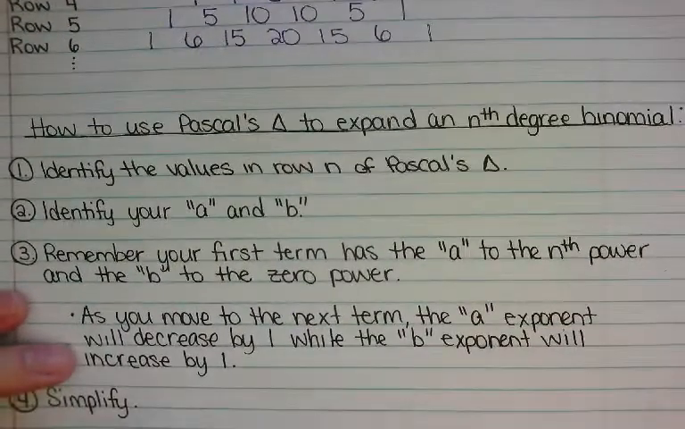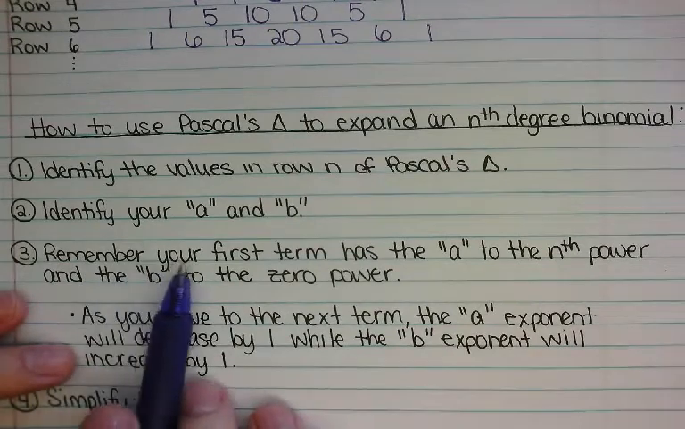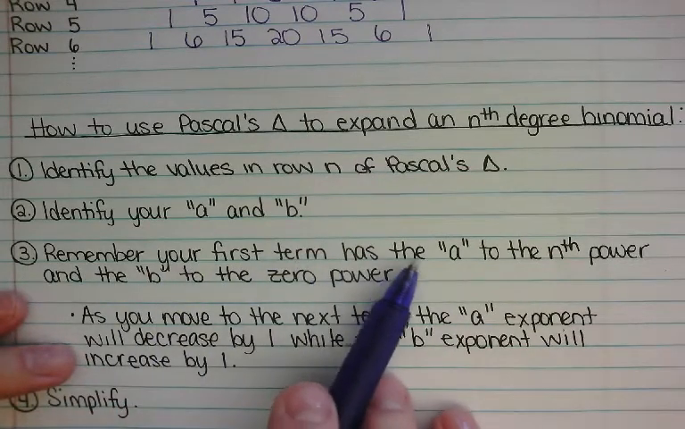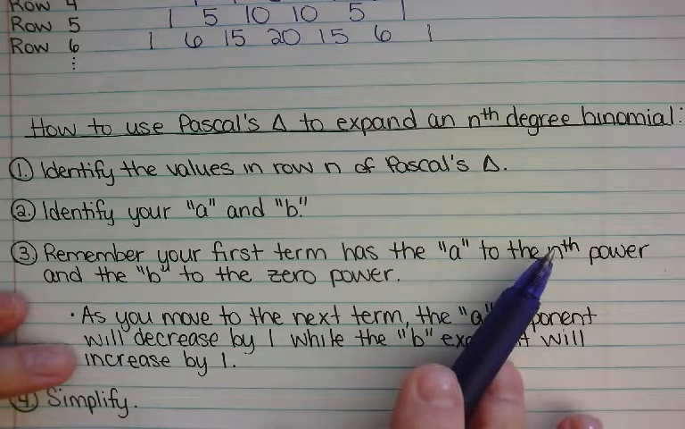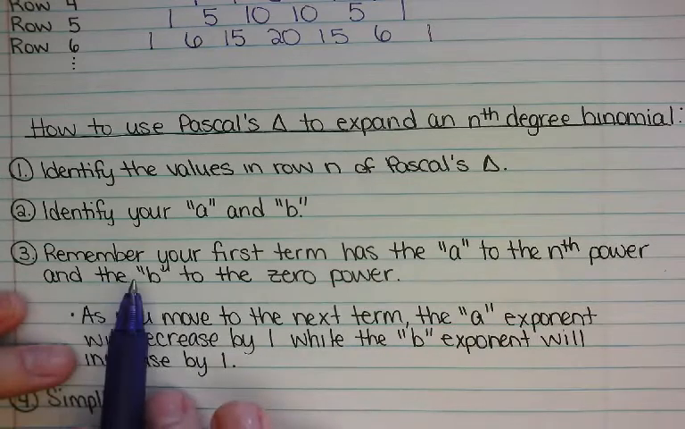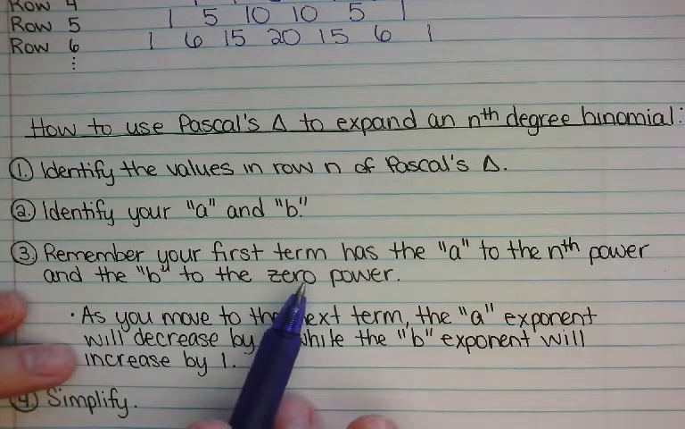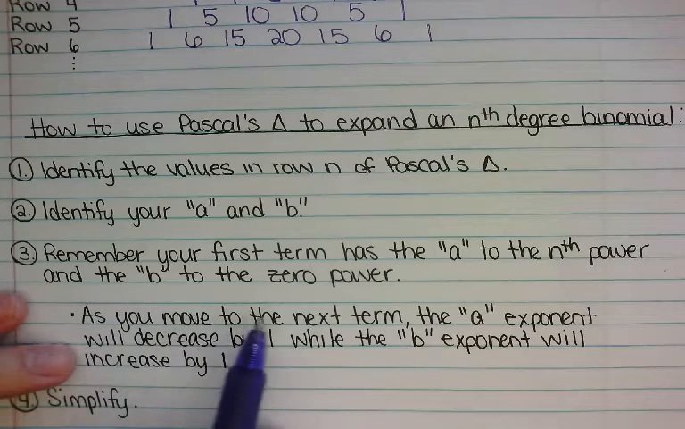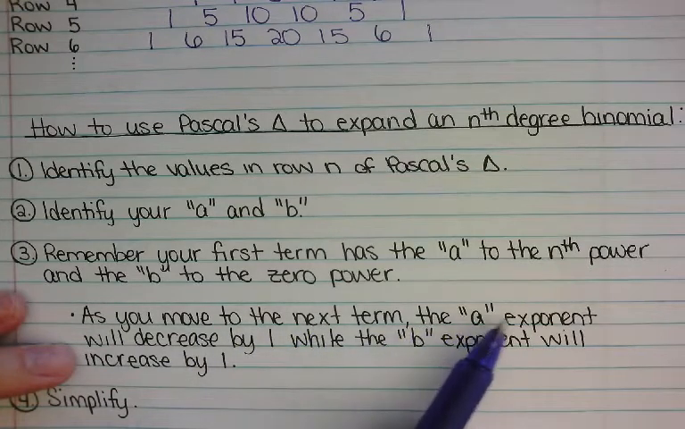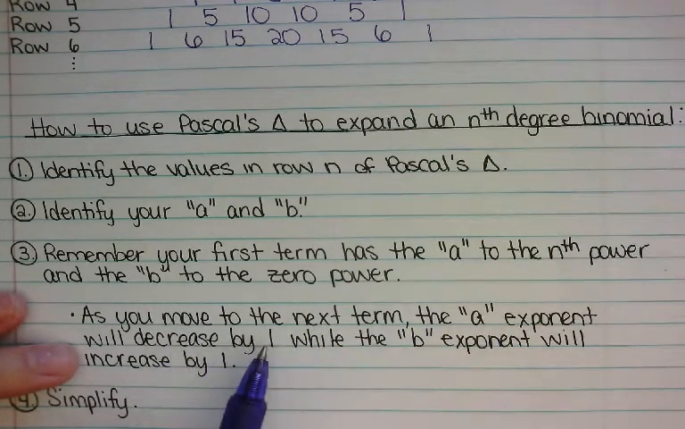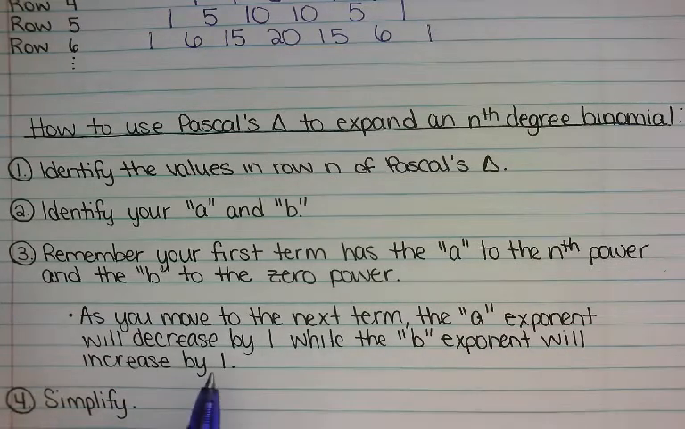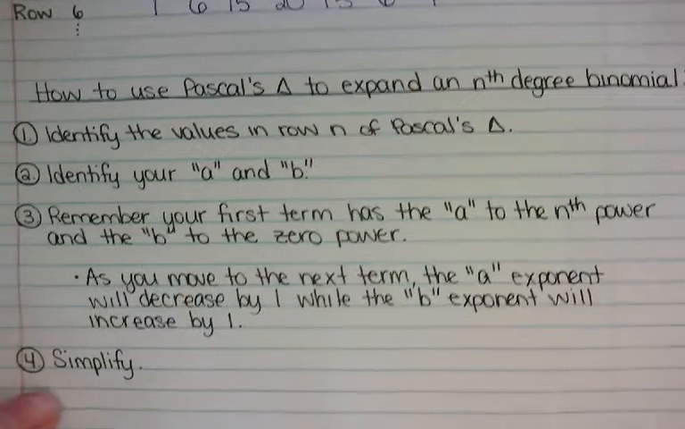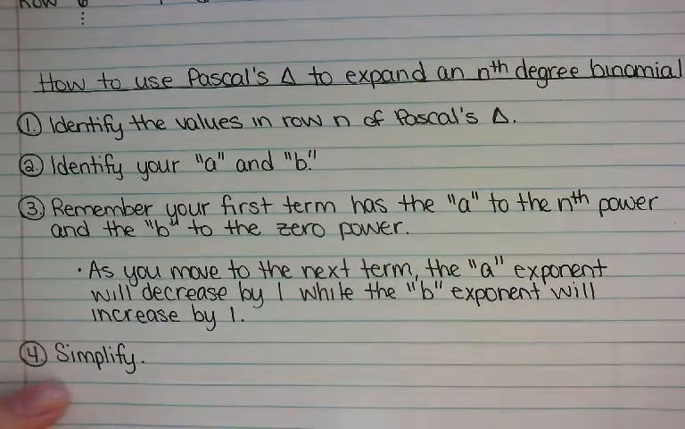Okay. It says, remember, your first term has the A to the nth power. So the A always starts off to the nth power. And the B is always starting off to the 0 power. So as you move to the next term, the A exponent will decrease by 1, while the B exponent will increase by 1. Okay? And then we're going to simplify.